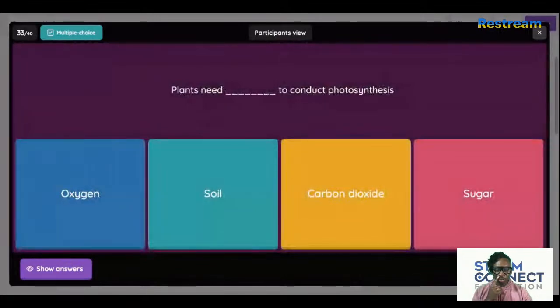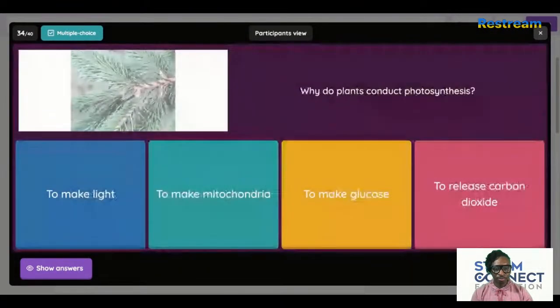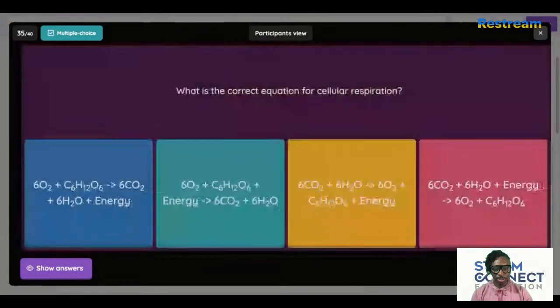All right. This is another easy one. It should be, at least. We just talked about this. Plants need blank to conduct photosynthesis. What do they need? What must they have in the beginning? Correct. They have to have carbon dioxide. We just talked about what they make.